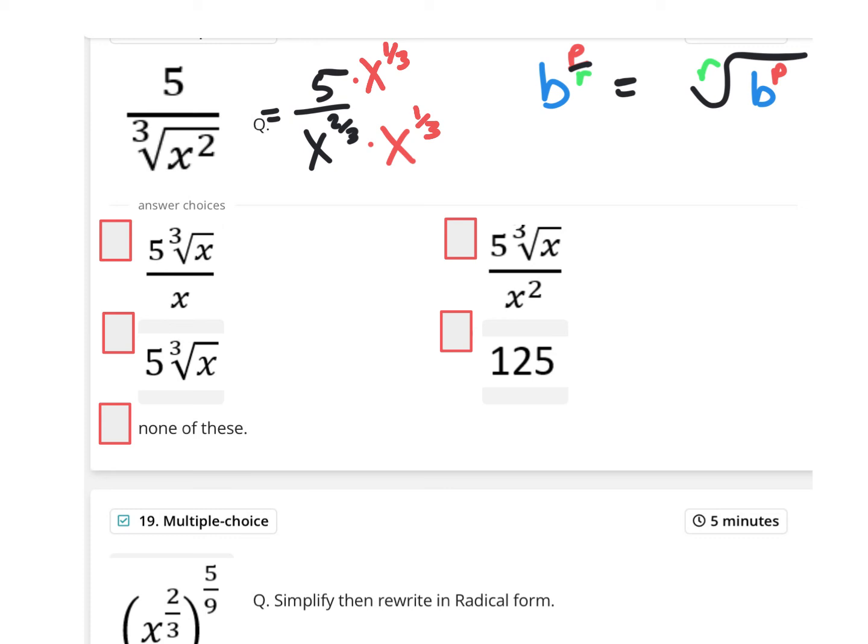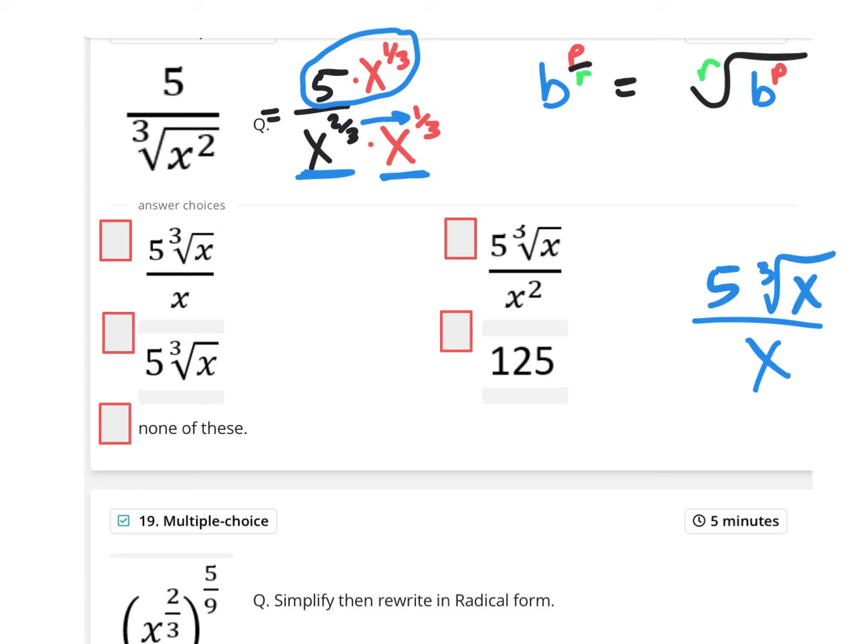And of course, when we do multiply x to the 2/3 times x to the 1/3, we're really just adding the 2/3 plus 1/3, giving us 3/3, giving us on the bottom, I'm going to put it over here at the bottom, just a nice beautiful x. Okay. Now what about up on top? We have the 5 times x to the 1/3, and if you look at your multiple choice options, they are all in the form of radicals. So it's simply 5 times the 3rd root of x. So we're going to put 5 times the 3rd root of x. And that is obviously this answer right here. And none of the other ones are correct.